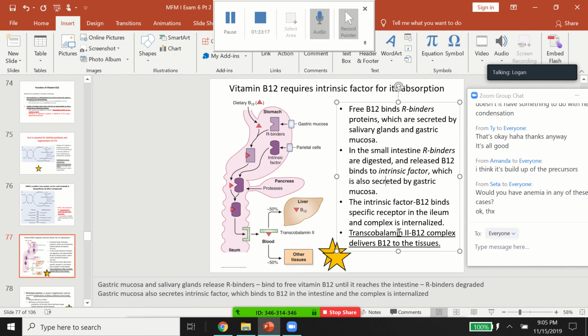Then the transcobalamin 2-B12 complex delivers B12 to the tissues. So I would know this whole process, especially R binders and intrinsic factor, especially intrinsic factor. So that's kind of like the order of importance.